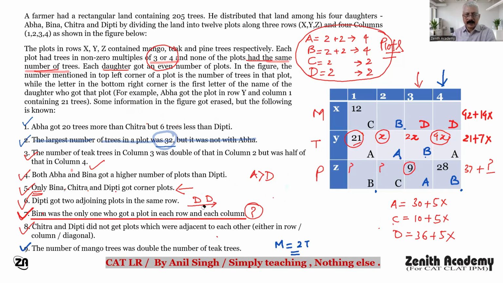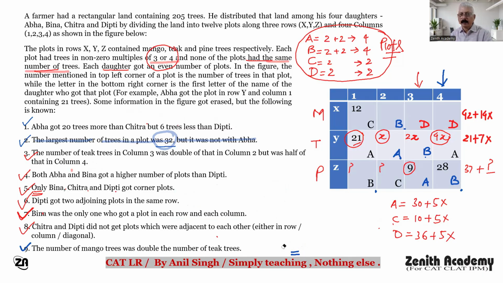These points about the plot distribution we have completed. Now it is a matter of tree distribution. So it is A, C, and D. We have no information about the number of trees with Bina. This we do not know. So far, this is all we have drawn from the given information, and now it is a matter of logical connectivity.